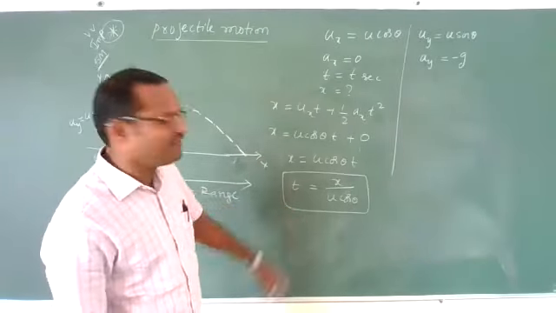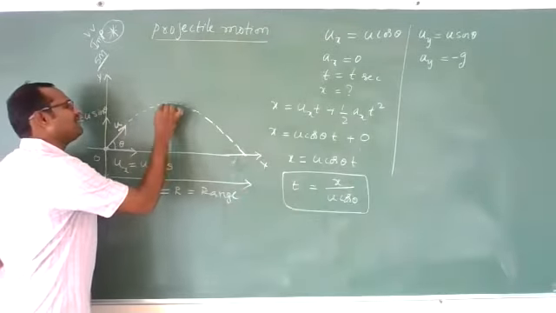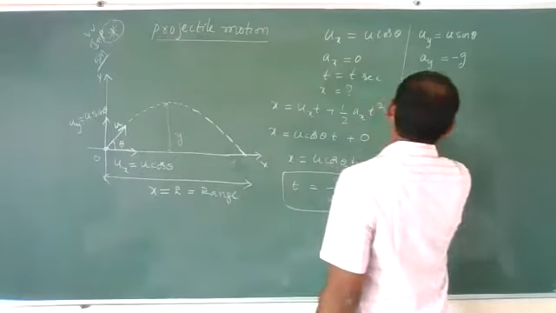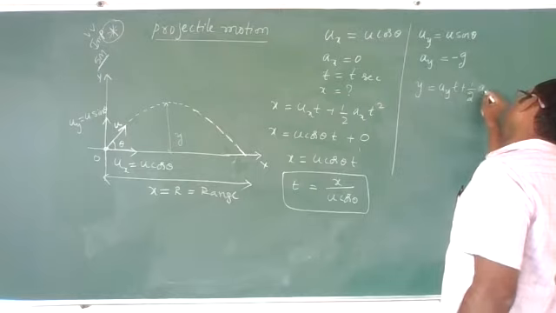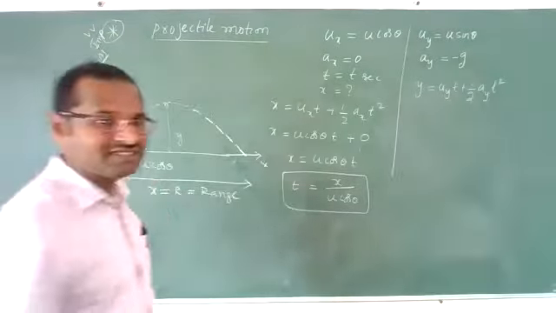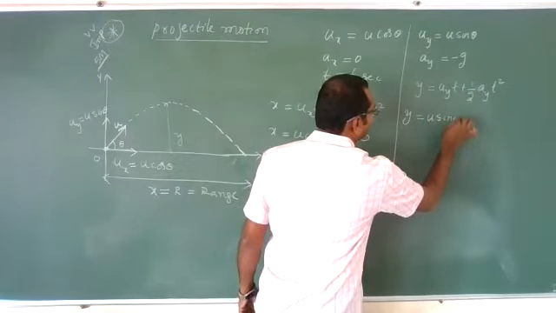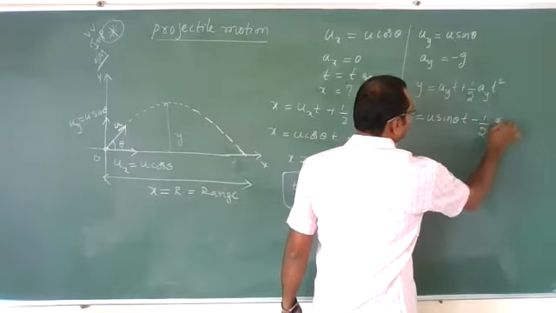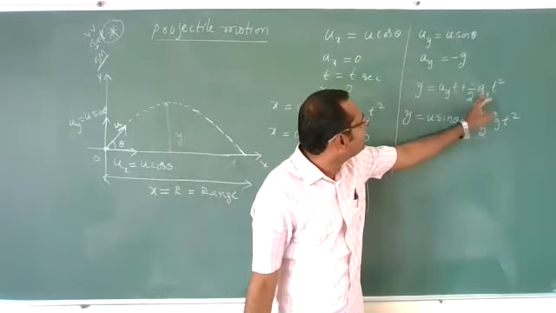Now in the same time t, how much distance will it cover vertically? Vertically it will cover a distance y. Let us find that equation. We know y is equal to uyt plus half ayt square. Substituting, uy is u sin theta, so y is equal to u sin theta into t minus half g t square. Why have I written minus? Because ay is minus g.